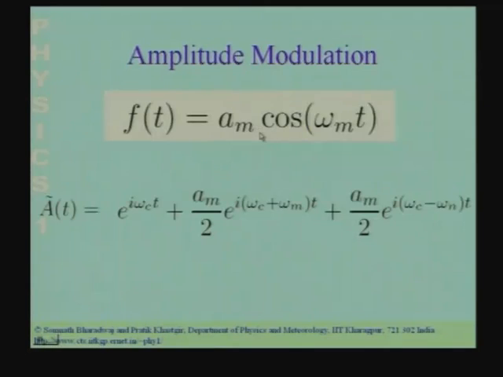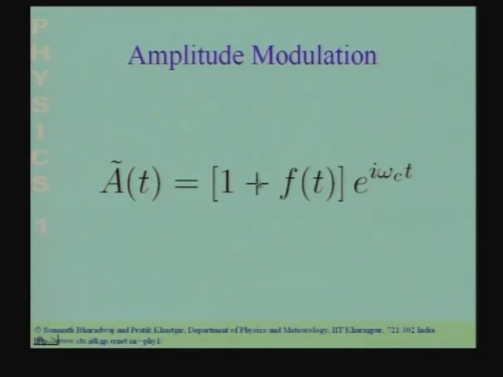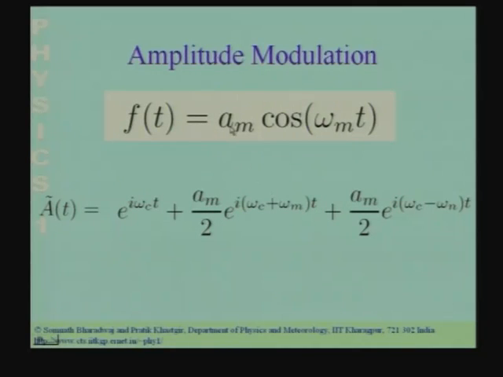Now, let us consider an example of amplitude modulation. We will consider a specific situation where the signal that we wish to transmit is a pure cosine, a sinusoidal wave of a single frequency called omega m, the modulation frequency, and it has an amplitude A_m. So, this is the signal that is modulated onto the amplitude.